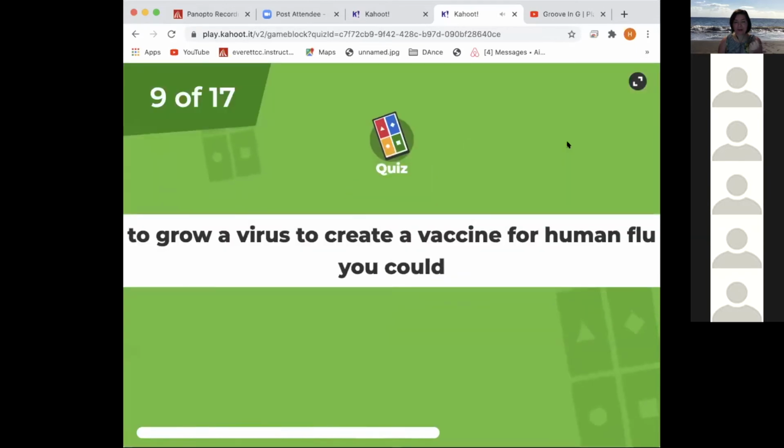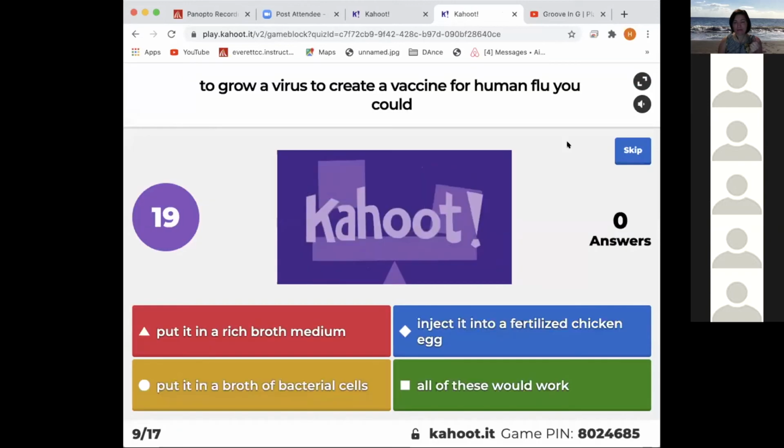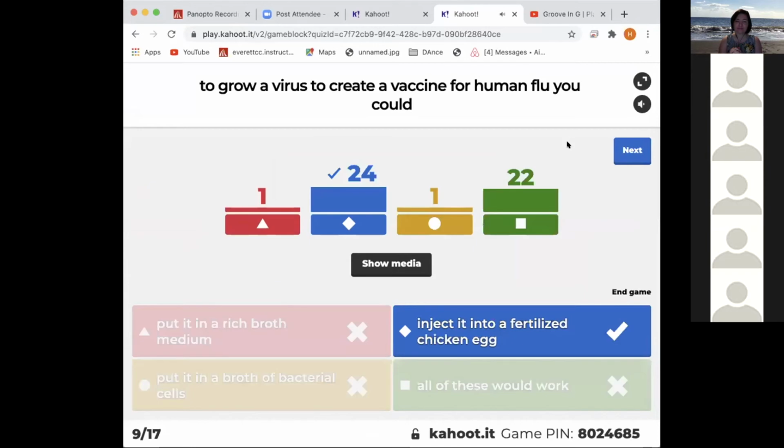To grow a virus to create a vaccine for human flu, you could do which of the following? Is this one, right? So no viruses can be grown this way, period. This would only work if you were trying to grow a phage, which is not a human pathogen.